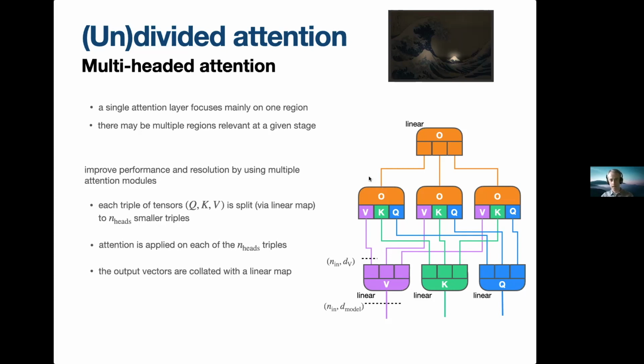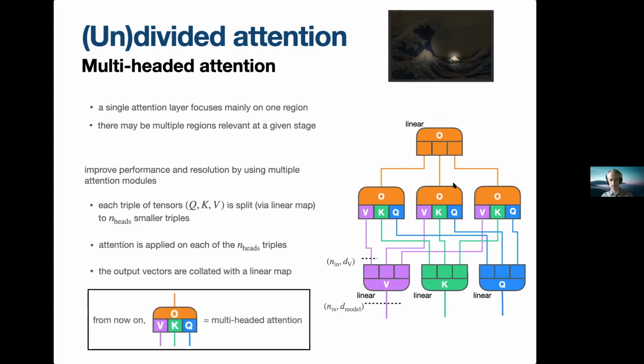Finally, for each of these attention heads, we have an output vector, and these have to be collated into a final output vector. That's done by another linear map. So we take these three outputs, we concatenate them, we apply a linear map, and we produce our final output vector. In everything that follows, this symbol is going to refer to this entire multi-headed attention module, including all of the linear map weights that are hidden inside these components.